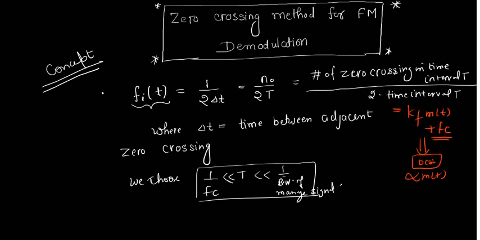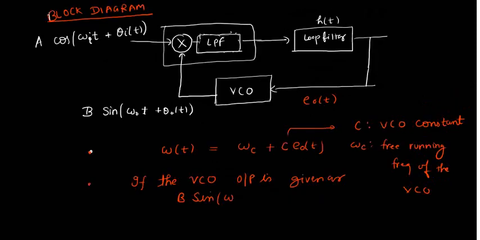So in today's lecture we will discuss the zero crossing method for FM demodulation. We have already seen that for FM demodulation we can either use the FM to AM conversion method, or we can use the PLL method. The third one which we are going to discuss is the zero crossing method.